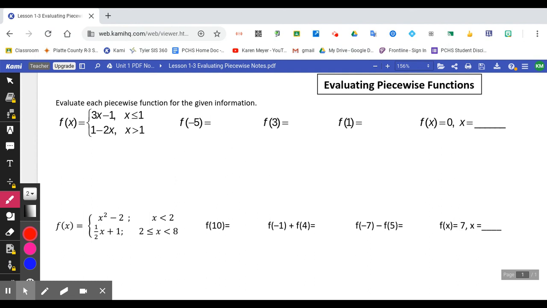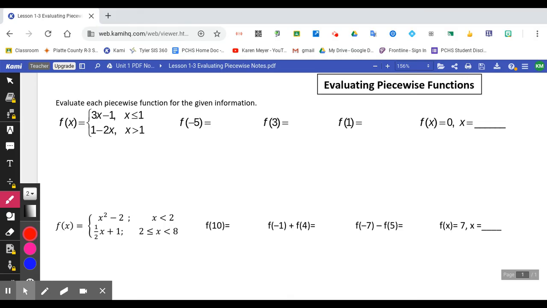In this video, we're going to be talking about how to evaluate piecewise functions. So in the first example, you'll notice that you're given a piecewise function, and then off to the side, we have several things that we're looking for answers. So the first one is f of -5.